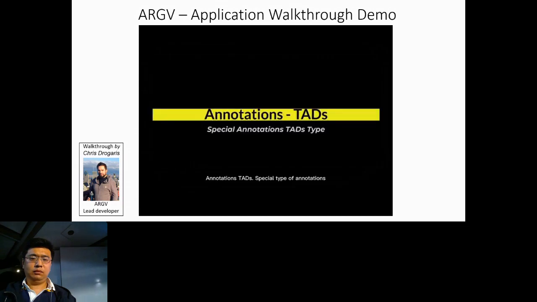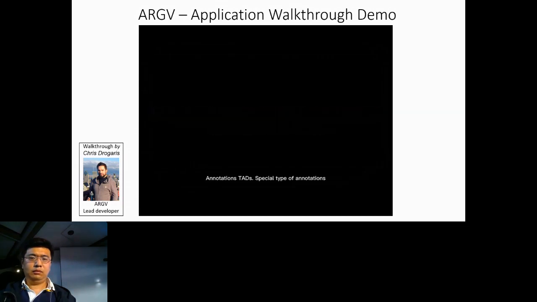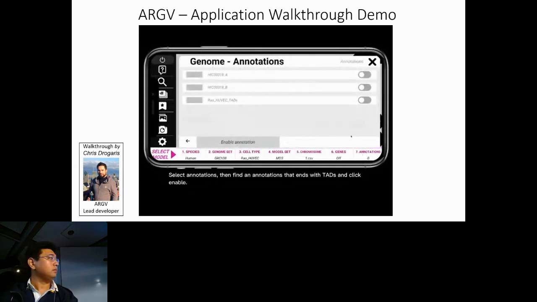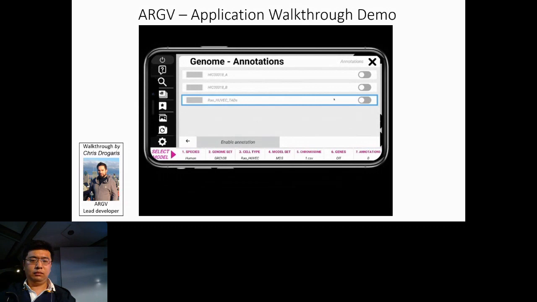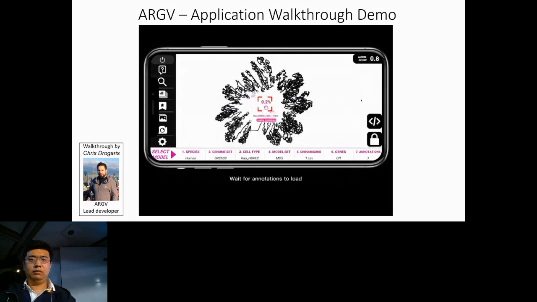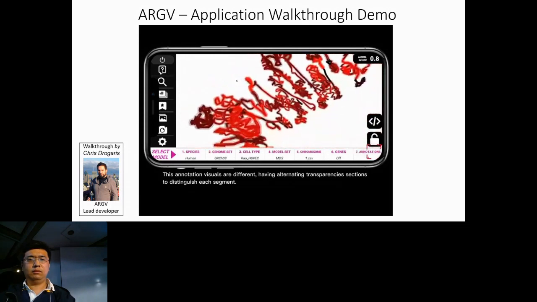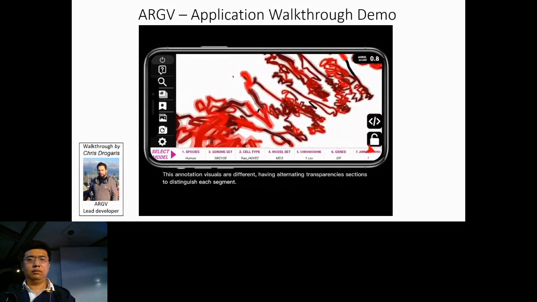Annotations TADs, special type of annotations. Select Annotations, then find an annotation that ends with TADs and click Enable. Wait for annotations to load. These annotation visuals are different, having alternating transparency sections to distinguish each segment.